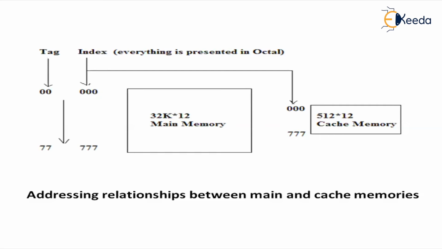Now this is how the index represents your data in the cache memory, in octal form, that is 2 raised to 3, that is 8. So you should understand 3 bits, that is 000 to 777 at one time. So you are addressing the relationship between the main and the cache memories at one time.